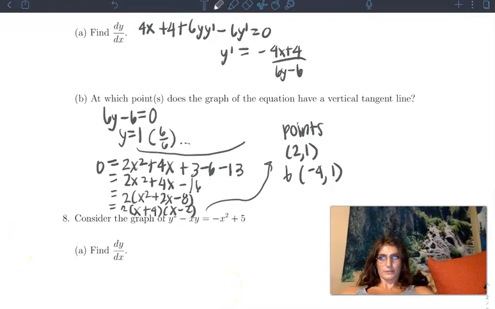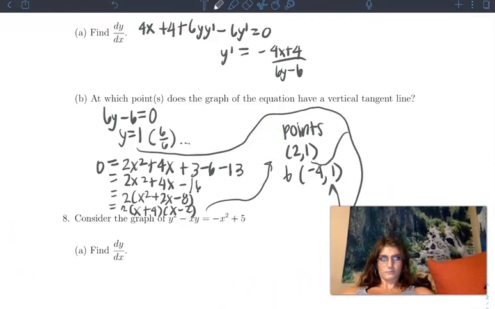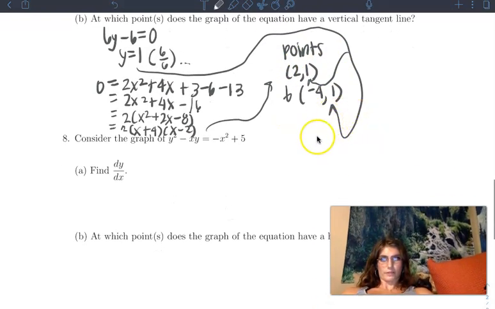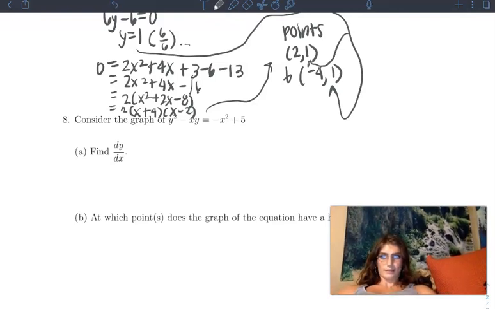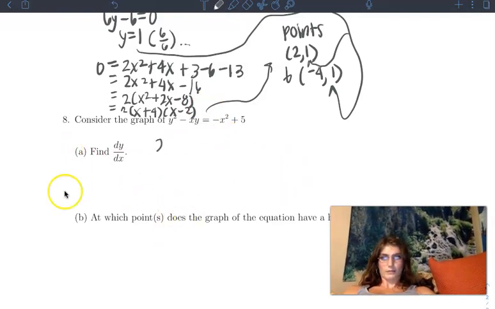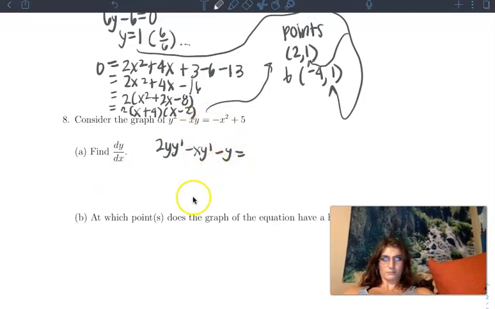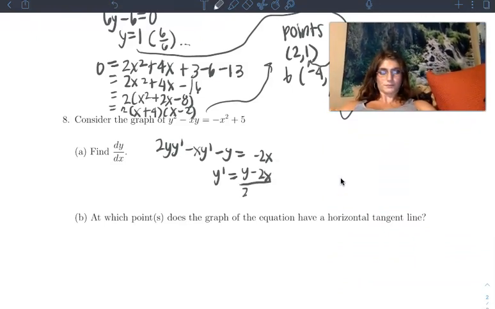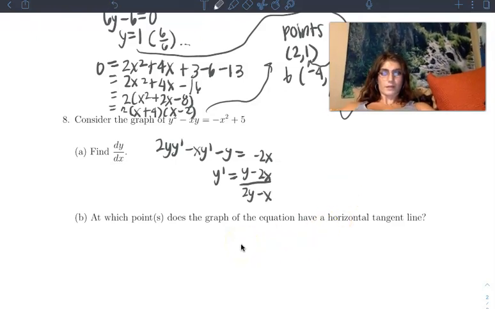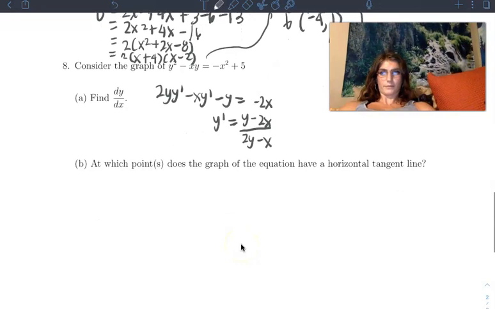All right, so last question. Here I'm just drawing out where these points are relevant. Okay, last question. Consider the graph of that. You're being asked to find the derivative, aka y prime, and isolate it. So in this one, be careful with the product rule, because you have negative xy prime minus y for the derivative here. Move that. And now you've found your y prime, so you can move on to part B.